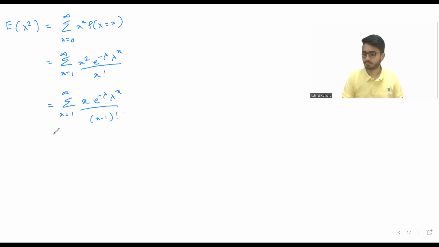Now, let me attempt to expand it. When I put the value of x as 1, 0 factorial, remember, is nothing but 1. So what I'm left with is lambda e to the power minus lambda.